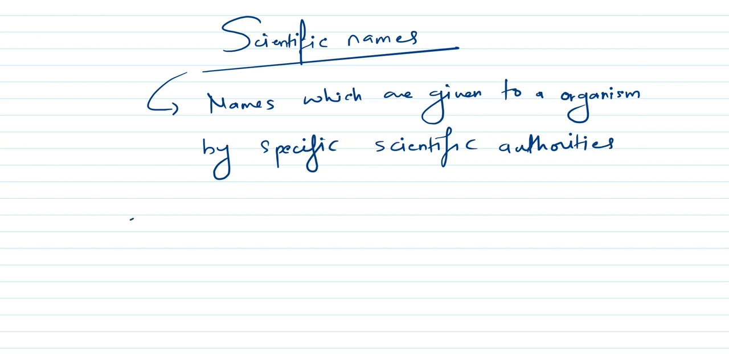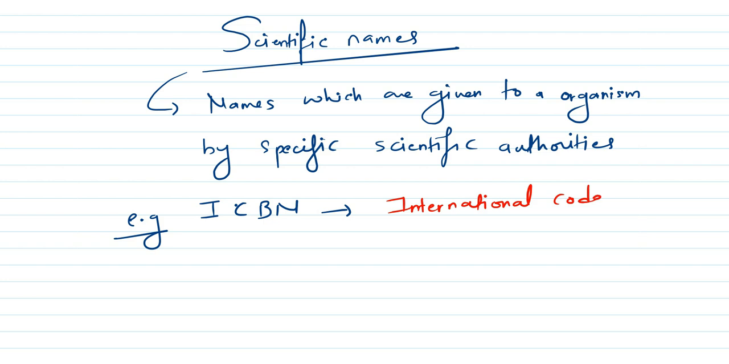An example I would like to give you all here is, there is an international authority called ICBN, which stands for International Code of Binomial Nomenclature. This is an authority which has granted names, or made scientific names, and there are certain rules according to this authority. So there are certain rules which need to be followed while writing the scientific names.